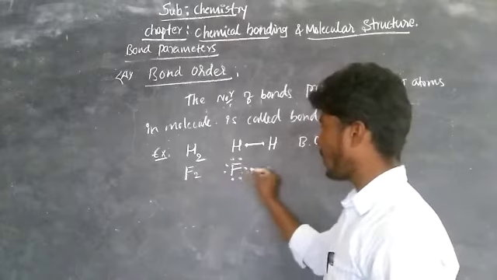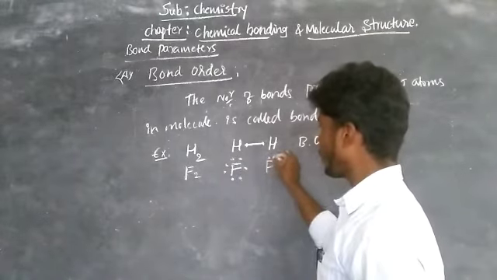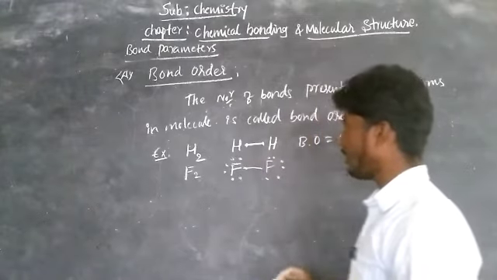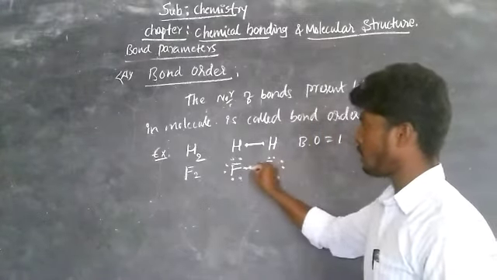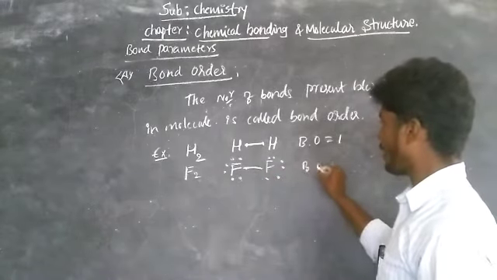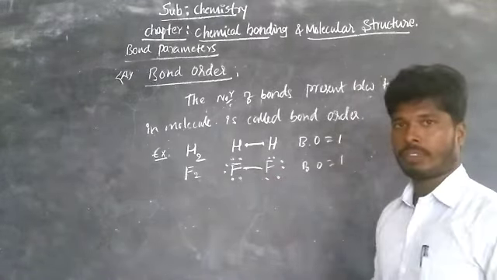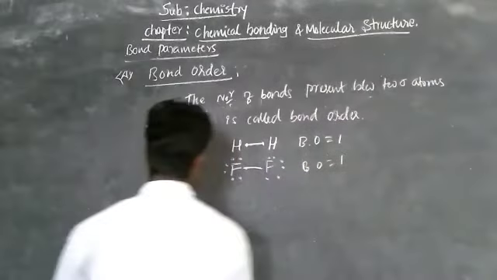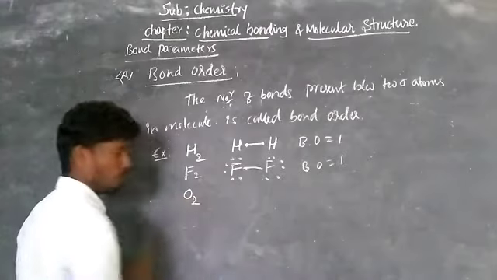Here there are 2 fluorines. That is fluorine. This also contains 7 electrons in its valence shell. After sharing only one electron, it attains octet configuration. That is the 8 electron rule. So the bond order in the fluorine molecule is what? 1. Okay.